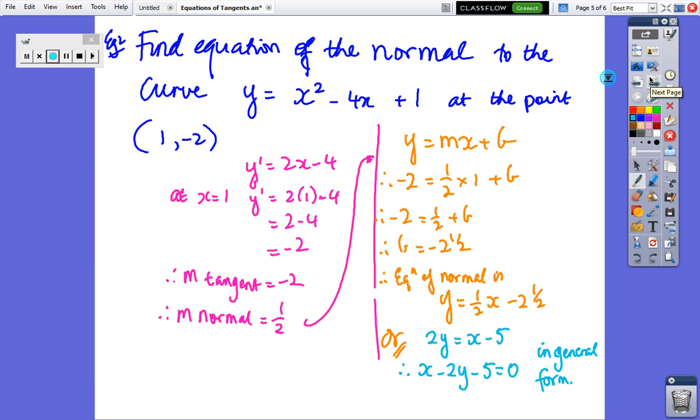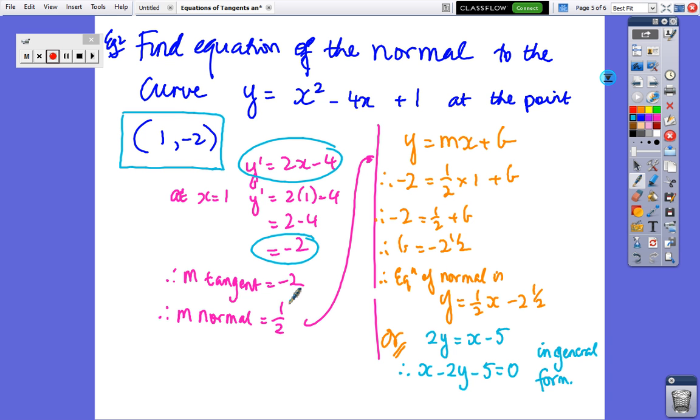And the last one is just find the equation of the normal. It's exactly the same. All I've done here is I've just given you the point, so that saves you a step. You don't have to find the y value because the y is given to you. So you find the derivative, find the gradient of the tangent. You can work your way through that, but then you have to turn the gradient upside down and change the sign, and then you just keep going through the steps and find the value of b.